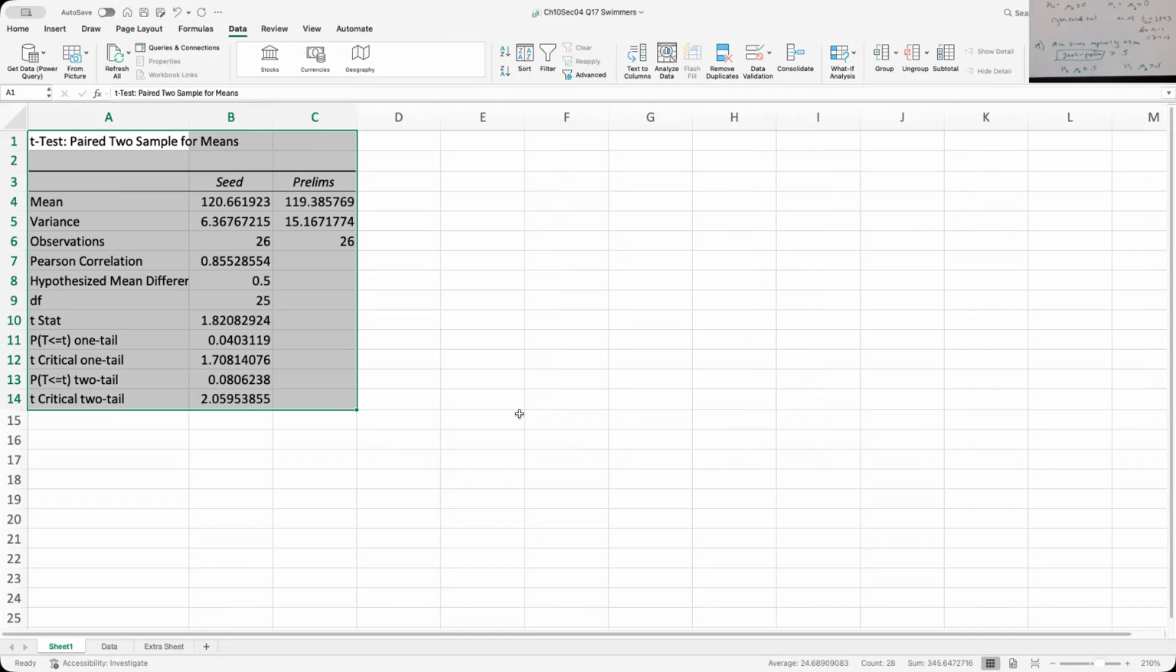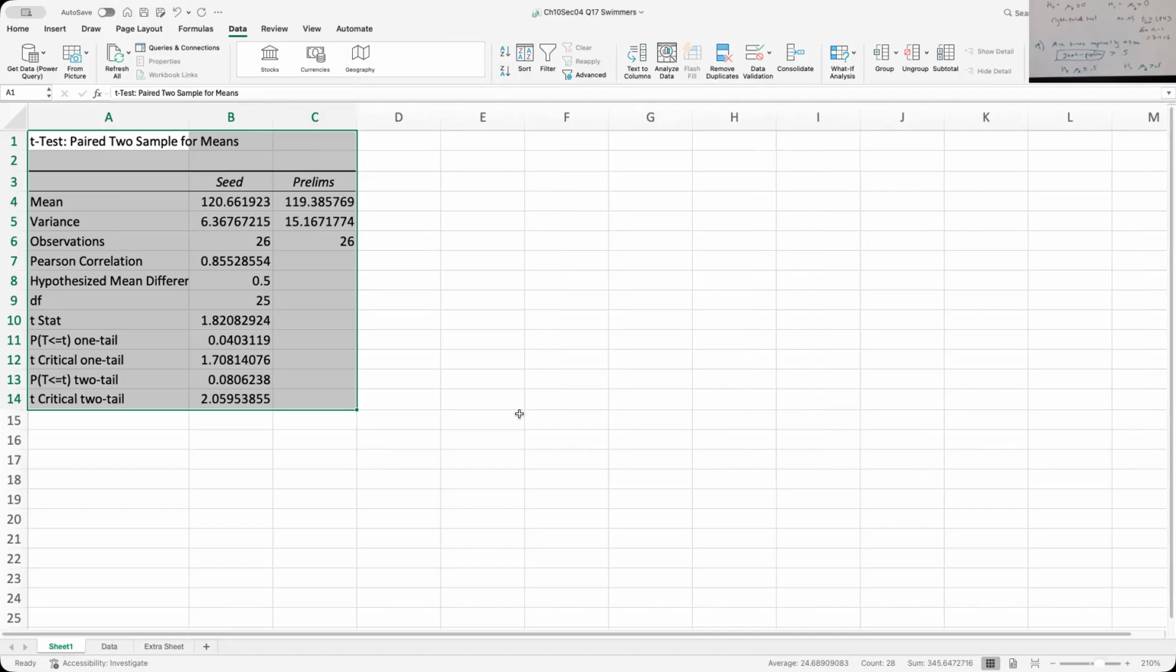Does the data that we gathered for these 26 swimmers support the coach's claim that times have gone up at least half a second? Am I doing a one-tail or a two-tail test? Do a one-tail test. I just want to know if they went up.